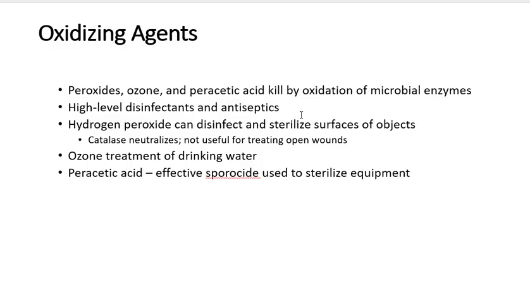So you could use something better than hydrogen peroxide, but if you're just trying to sterilize the surface of something, hydrogen peroxide works real well. We do use ozone treatment of drinking water. Peracetic acid is real good at killing spores, and it can be used to sterilize equipment. Not very often, but it can be.